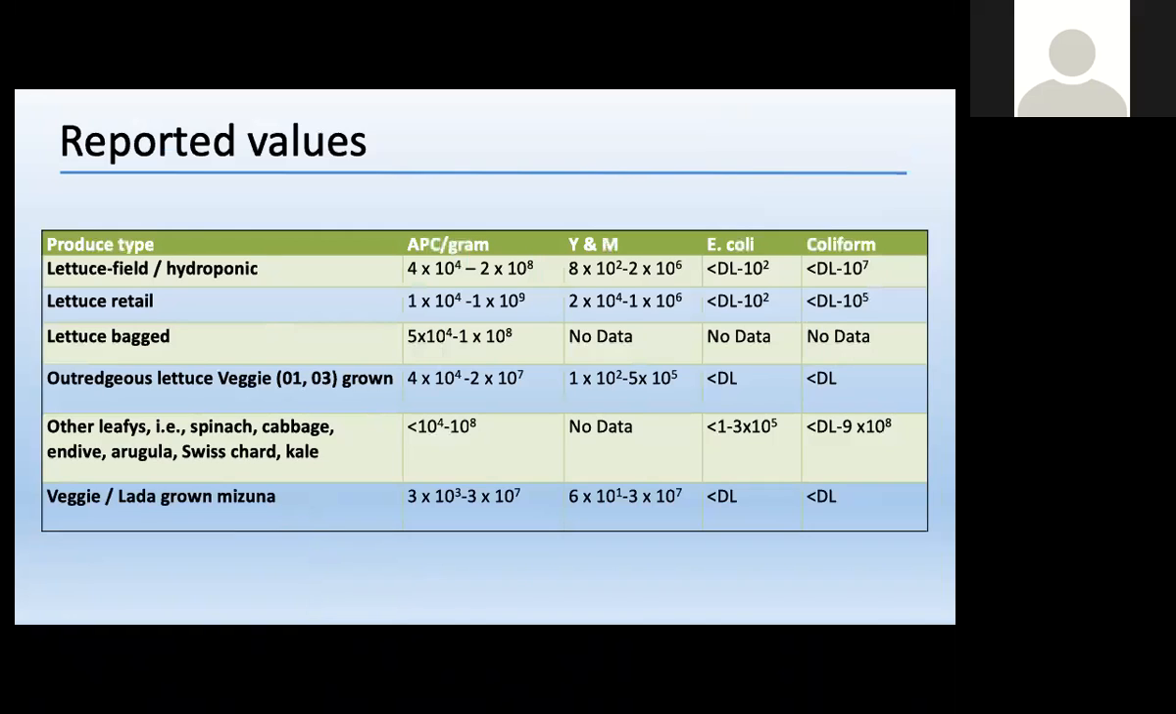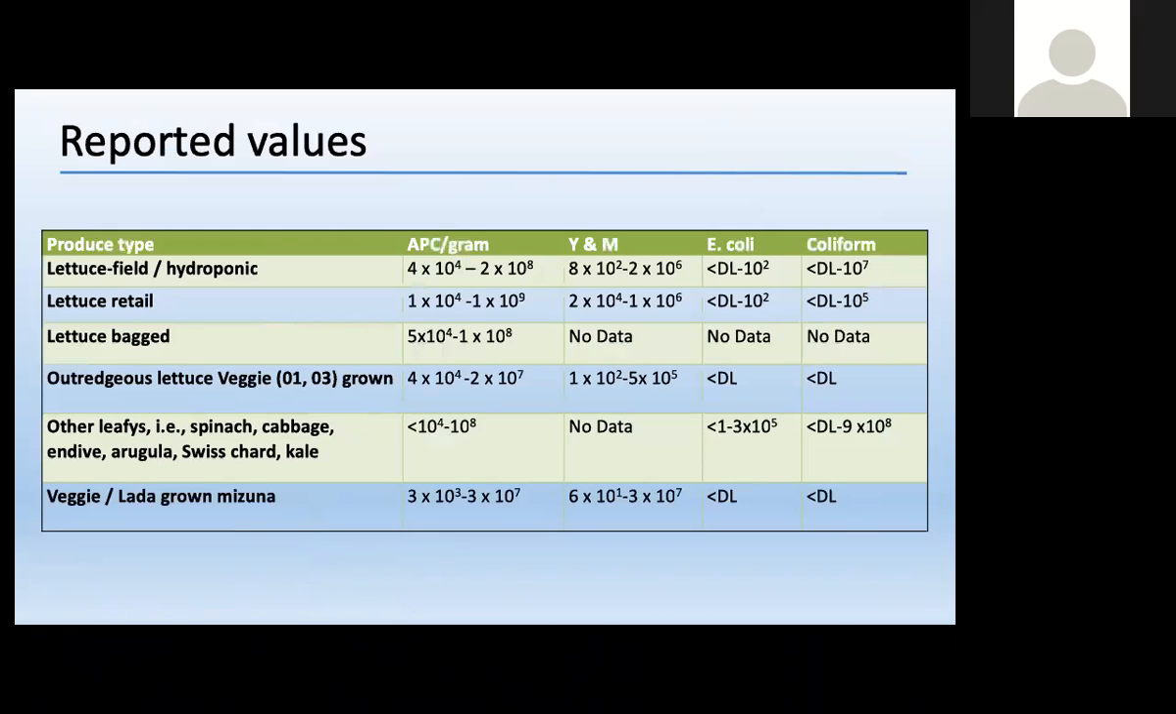So this summarizes some of the data from the literature, and you can see the ranges for these sources of lettuce: field, hydroponic, retail lettuce, and then bag lettuce, which I'm assuming would be minimally processed and probably washed. The ranges of the bacterial counts were 10 to the 4th all the way up to 10 to the 9th CFUs per gram. If you compare that to what we grow in Veggie, this shows Outredgeous red romaine lettuce from a couple of tech demos. We're within that range and actually an order of magnitude lower at the higher level.